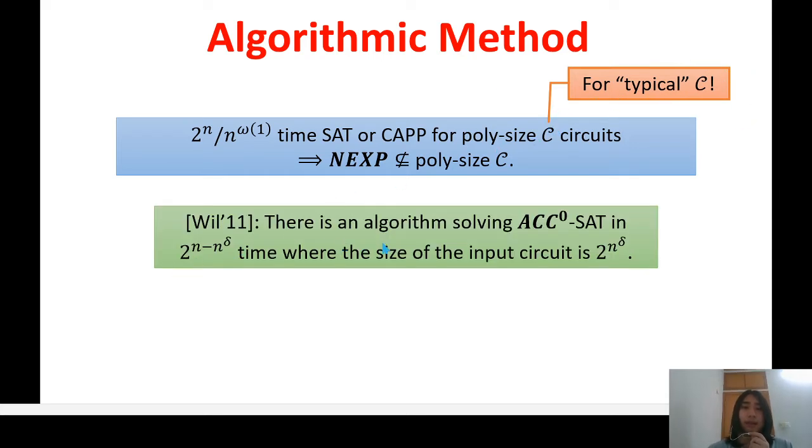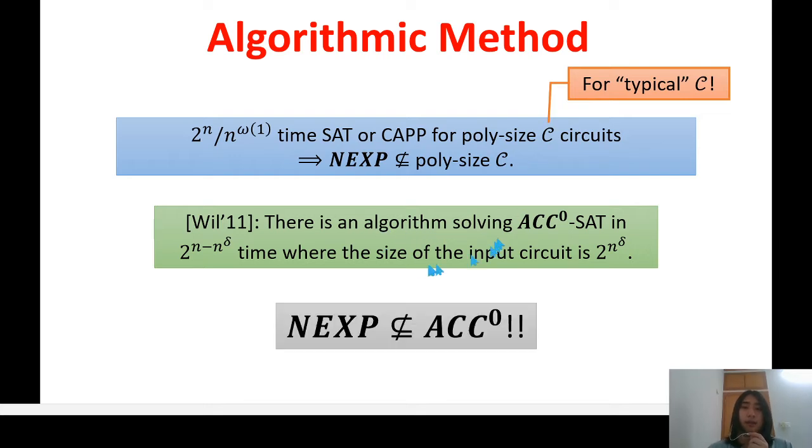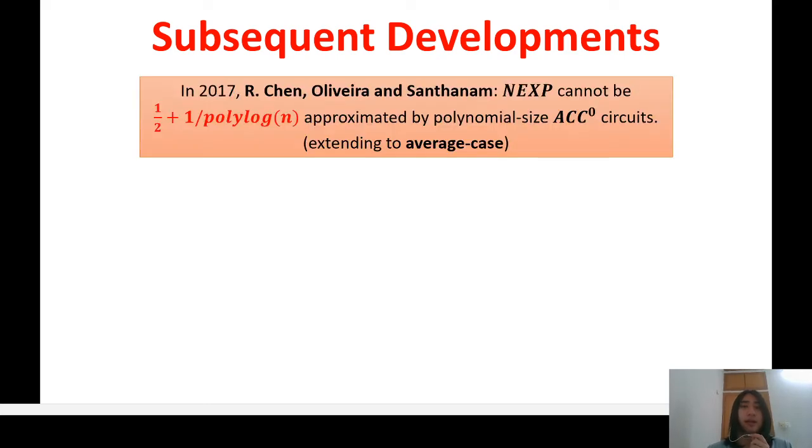Williams proved that there is a non-trivial ACC0 SAT algorithm, so he concludes that NEXP does not have polynomial size ACC0 circuits. And there are some subsequent developments of this lower bound. Chen, Oliveira, and Santhanam proved that NEXP cannot be 1/2 plus 1 over polylog n approximated by polynomial size ACC0 circuits.